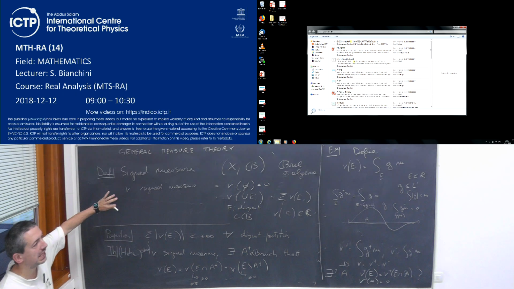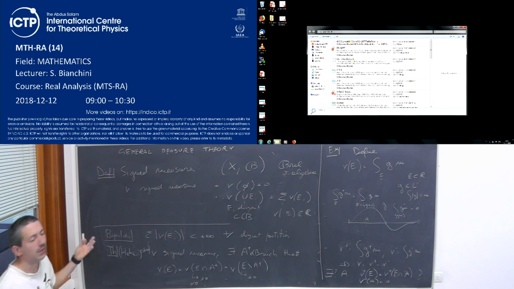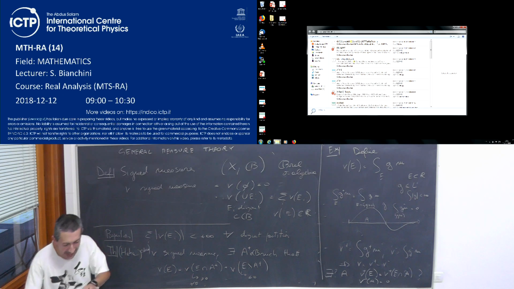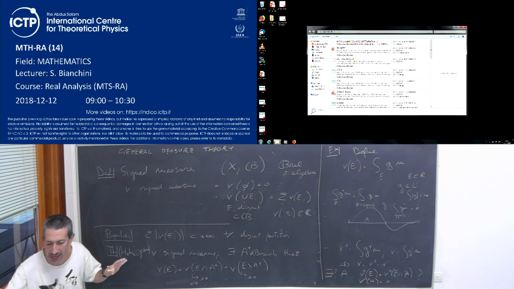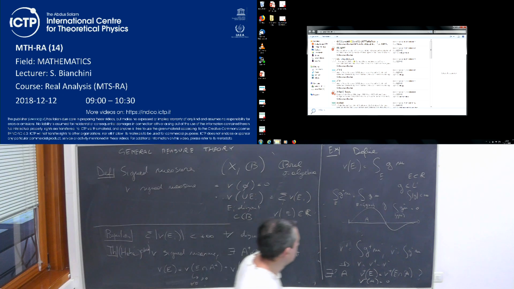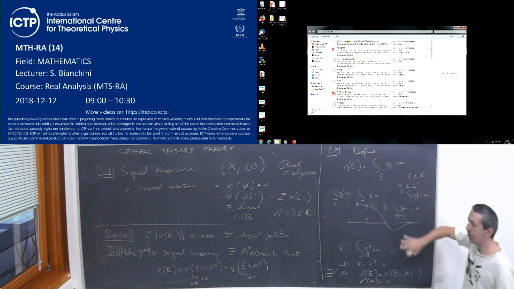So every time you have a signed measure, it's just the difference of two finite positive measures. And they live in different parts of the space. So it's no problem if I know how to handle the positive. Okay. Now, let's go on with this example.